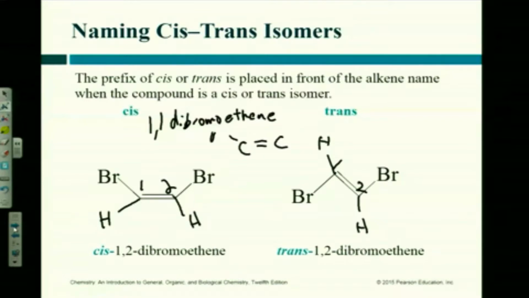Dibromo, is this cis or trans? Is it either? It's neither, right? 1,1-dibromoethene can't have cis and trans, because watch. These two are the same, and these two are the same. There's no cis and trans with 1,1. So it has to be 1,2-dibromoethene to have cis and trans. Okay?